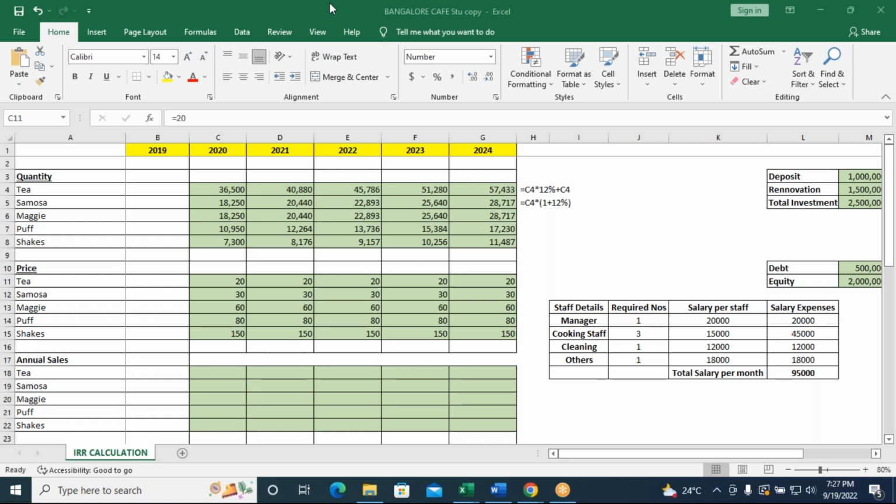Then what is the total annual sale? Is equal to sum, open the bracket and select the items, that is the products. Enter.